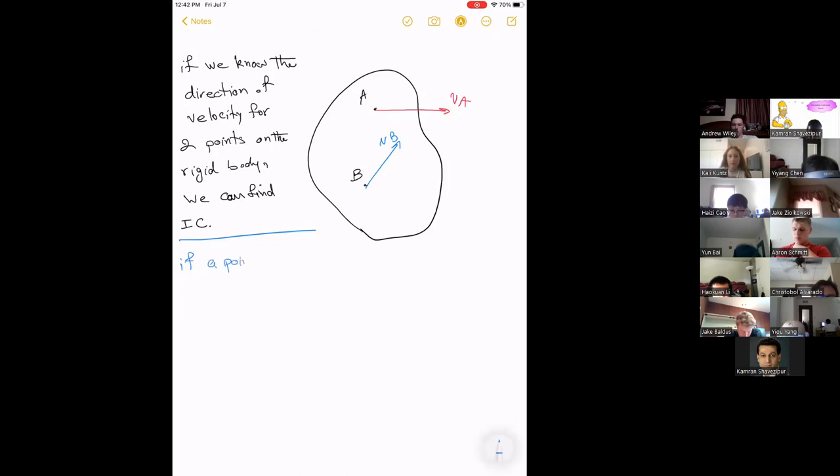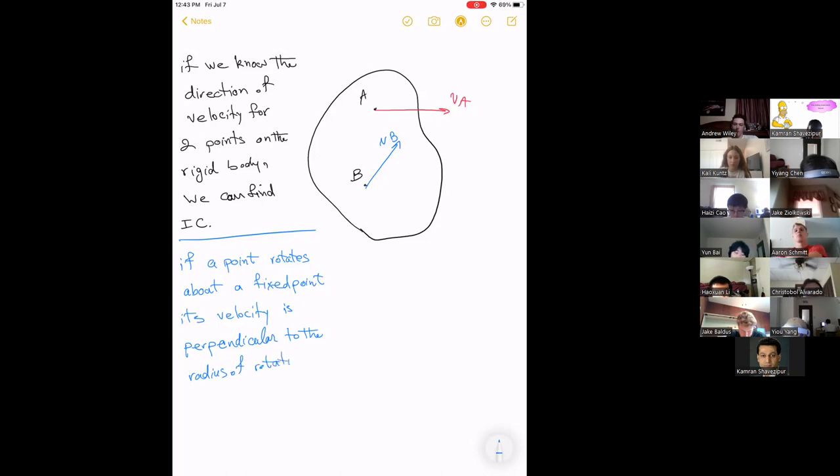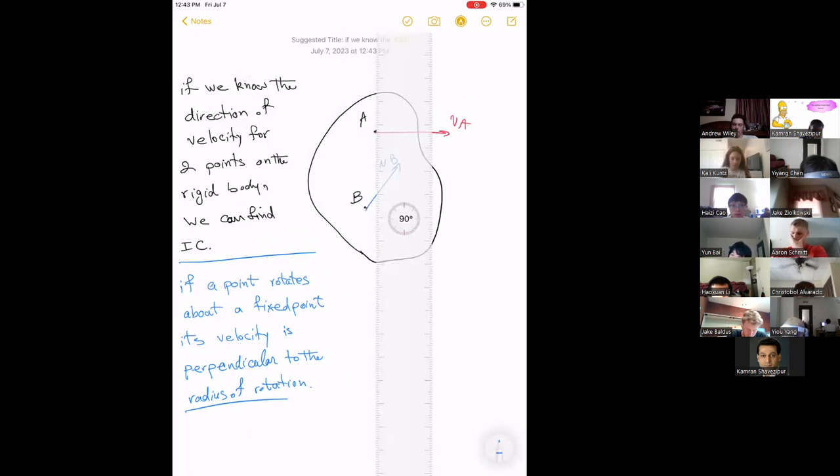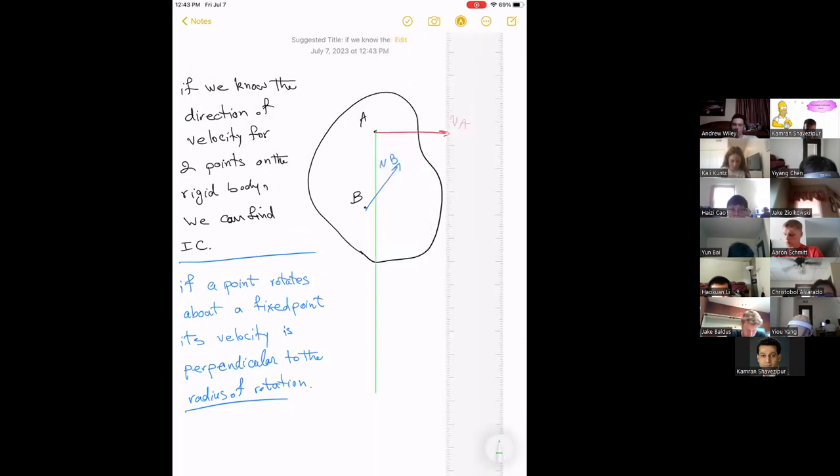if a point rotates about a fixed point, its velocity is perpendicular to the radius of rotation. Okay. So we're going to use this. How? Remember, the radius of rotation goes through the center of rotation, right? So I'm going to draw a line perpendicular to A. And say, okay, the center of rotation should be on this green line. Okay.